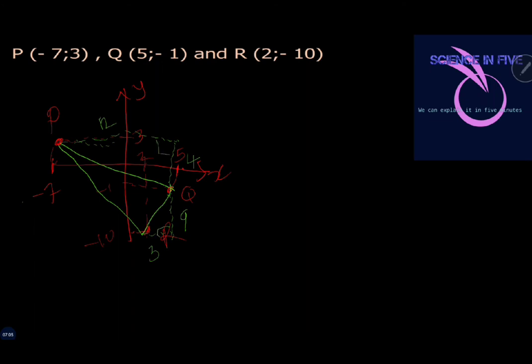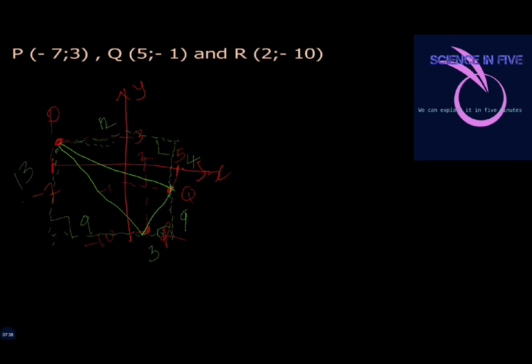Then PR, I'll do the same. There's a vertical movement, then there's a horizontal movement. So PR is the hypotenuse that I'm interested in. The X movement is from 2 to -7. That's a total of 9 units. So this is 9. The vertical movement is from 3 to -10, which gives you 13 units.